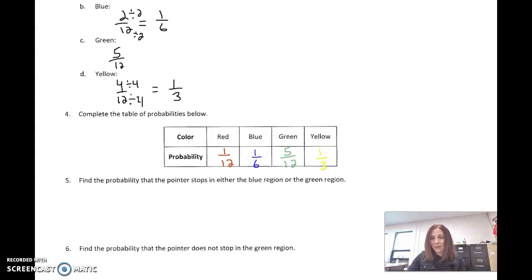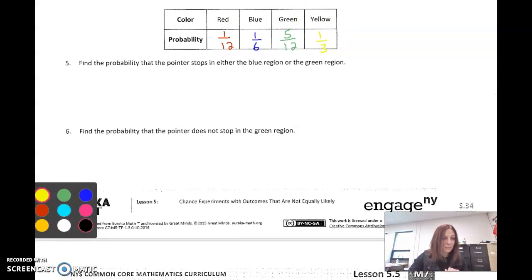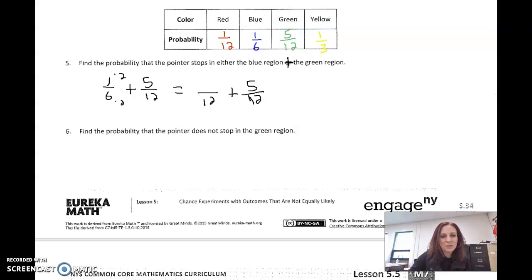Find the probability that the pointer stops in either the blue region or the green region. Here's what I want you to do. See this word "or" right here? Plus sign. Blue is 1/6. Green is 5/12. If it can be in either of those, either/or, you add them together because it doesn't matter which one it falls in. So you can just add them together. We do need a common denominator. The common denominator is going to be 12. So 6 times 2 is 12, so 1 times 2 is 2. 2/12 plus 5/12 is 7/12. And we don't have any common factors, so we just leave it.